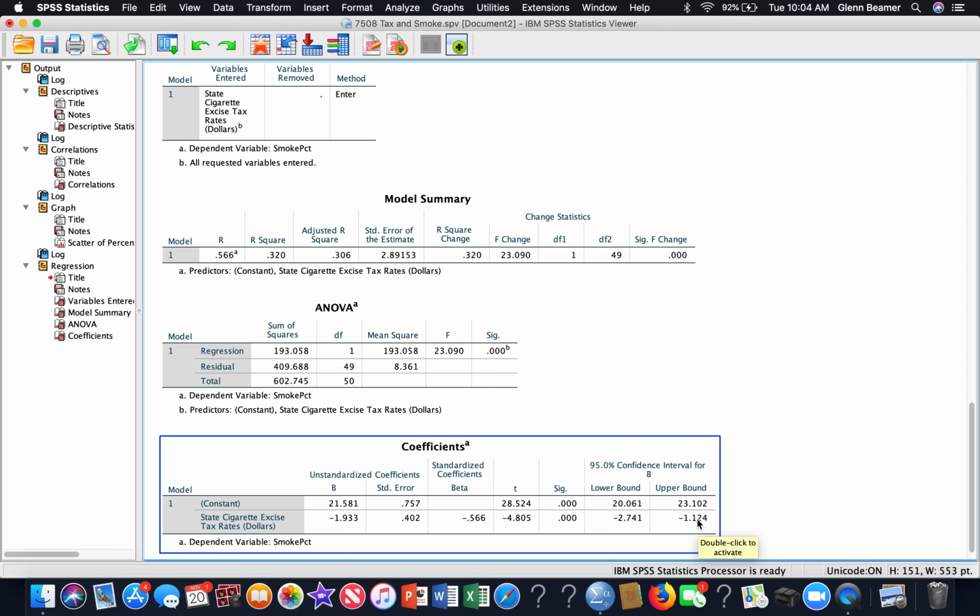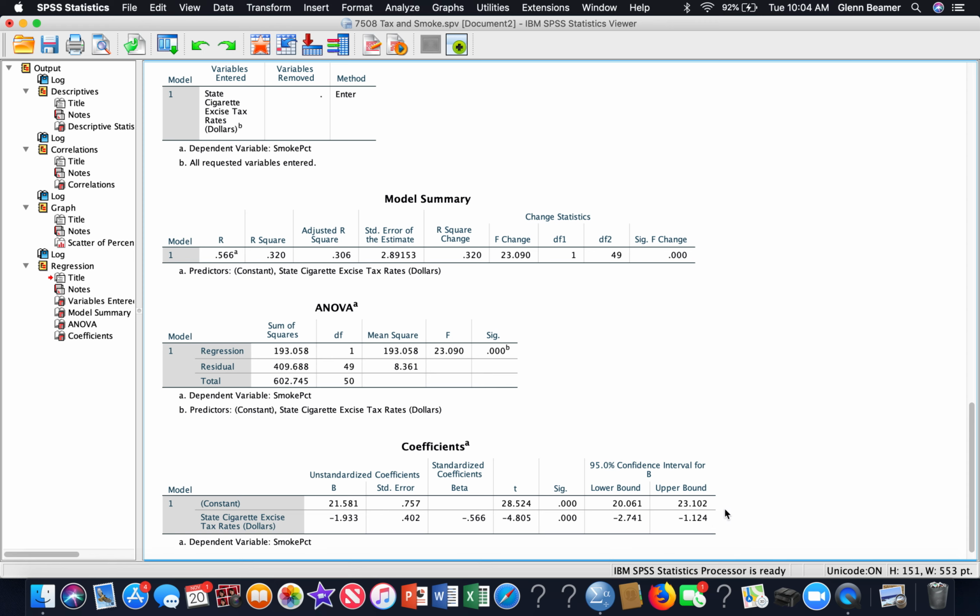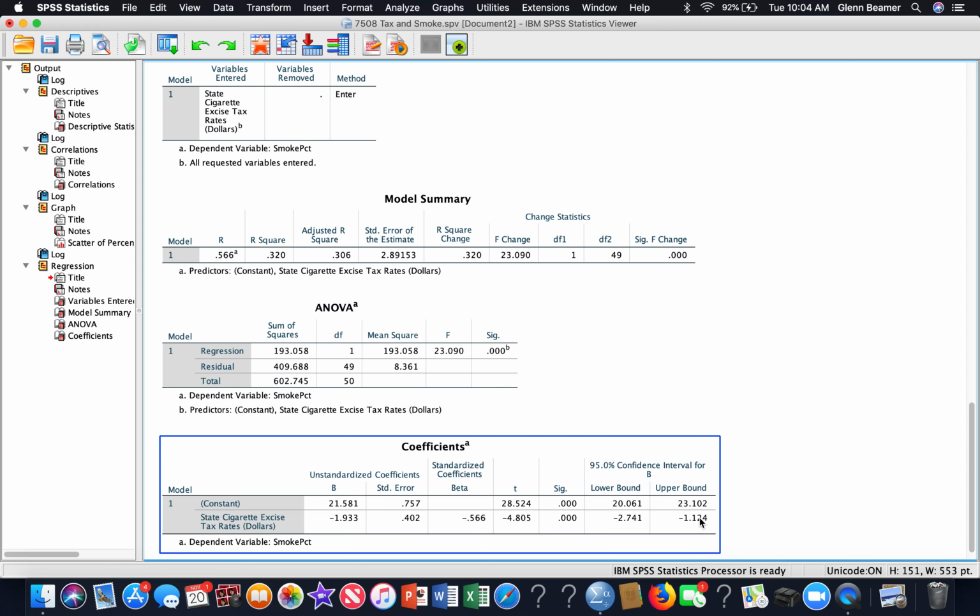What's important in that is that the upper bound is not above 0 or at 0. So that means that we can reject the null hypothesis that beta is 0. We are confident that it is a negative relationship, and that in 19 out of 20 samples of this size, we would have a value between negative 2.7 and negative 1.1.